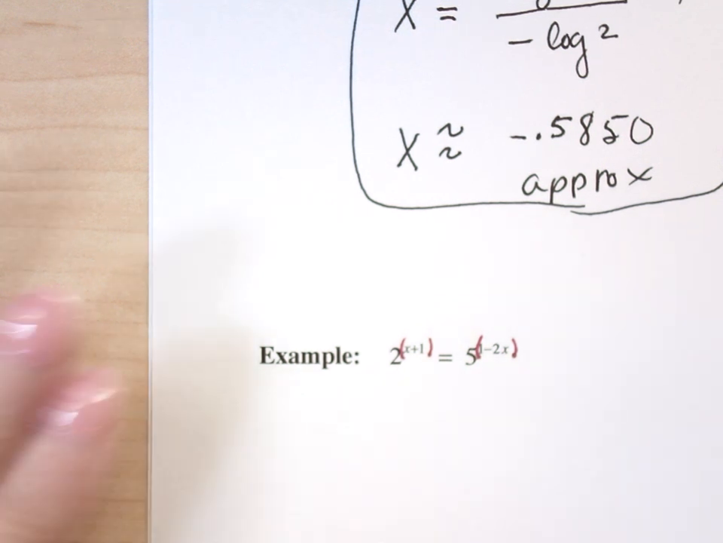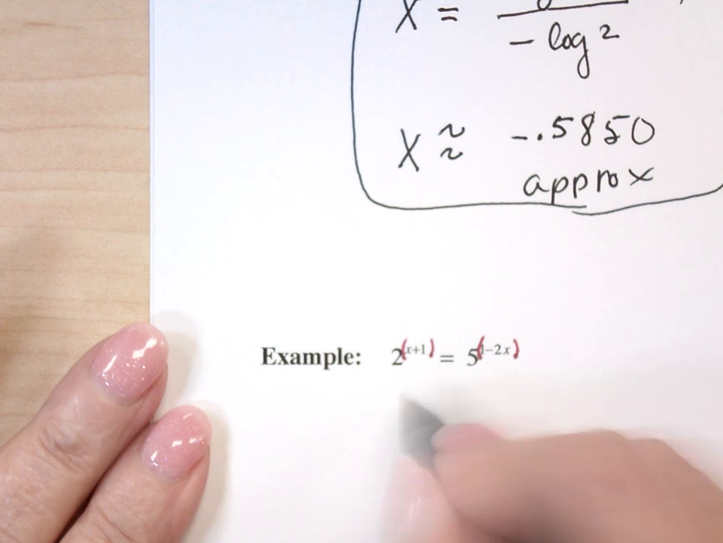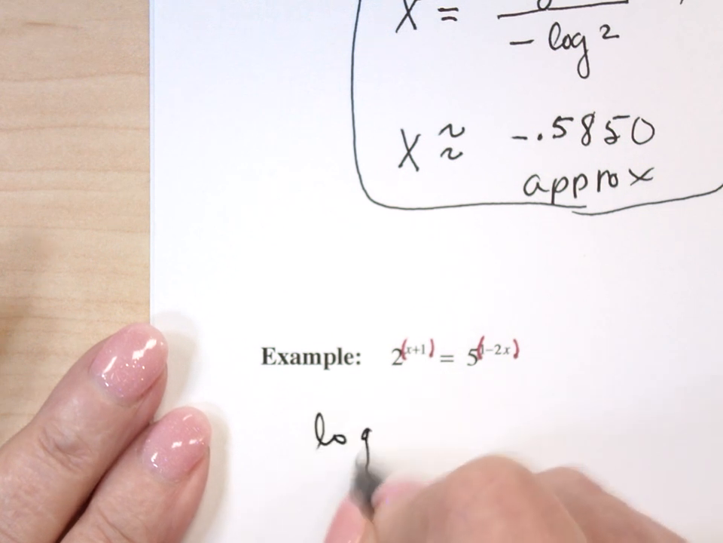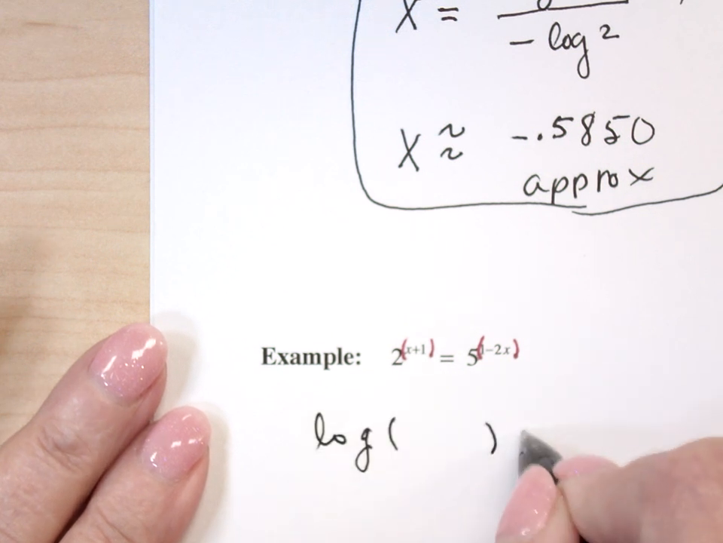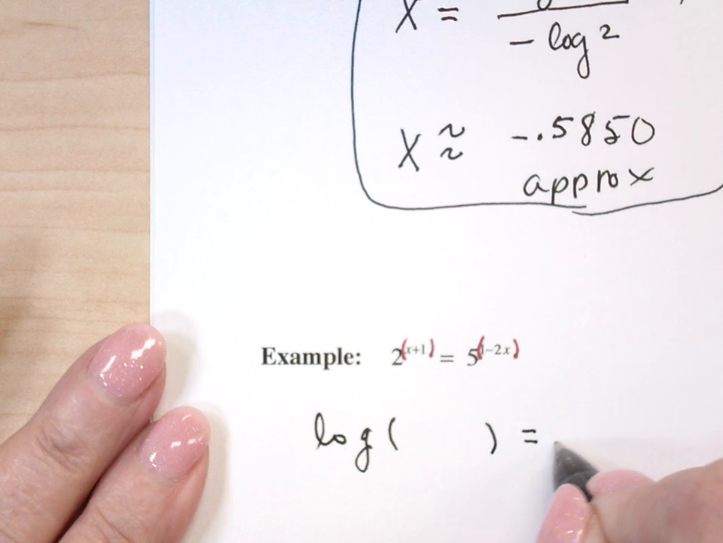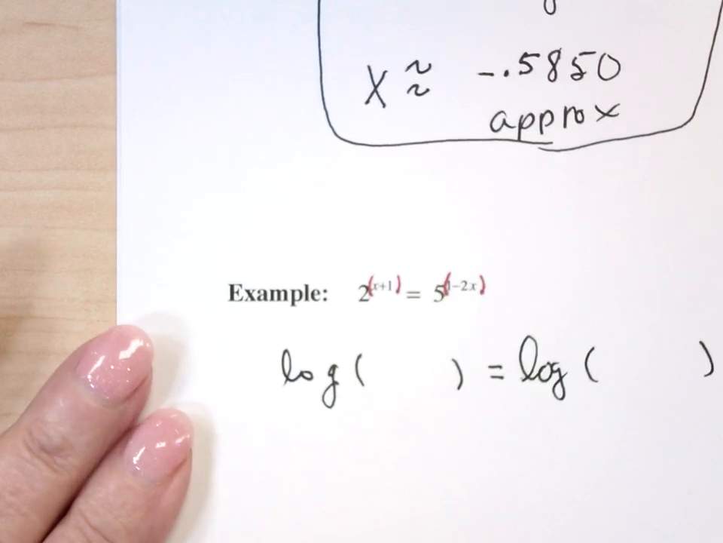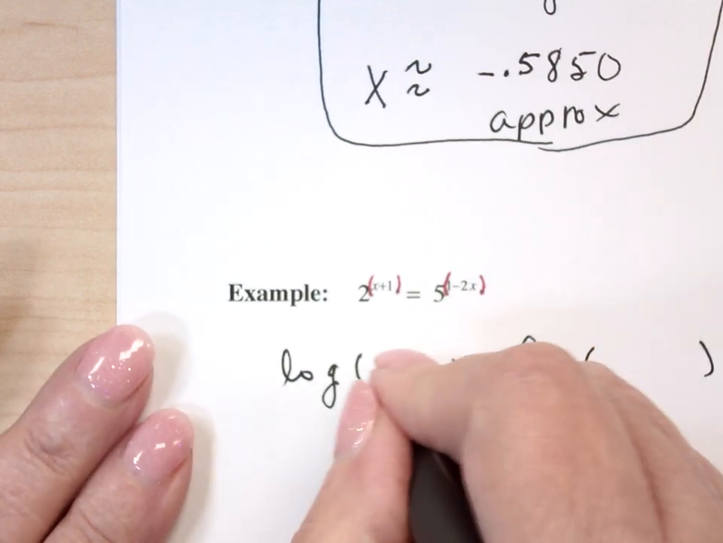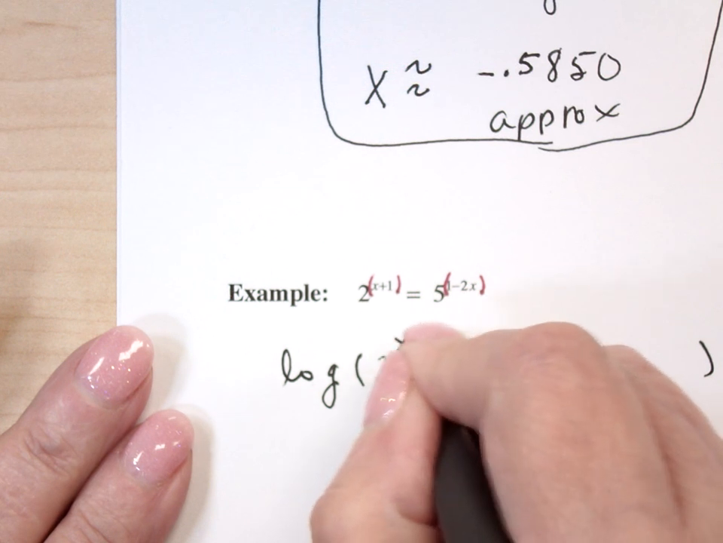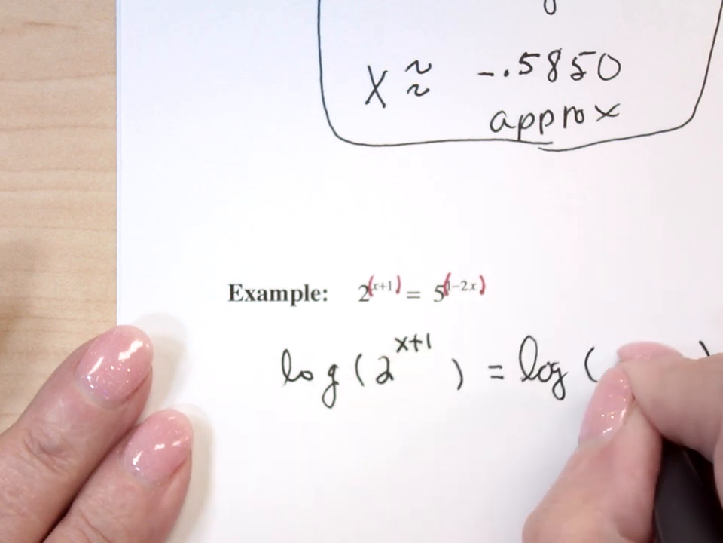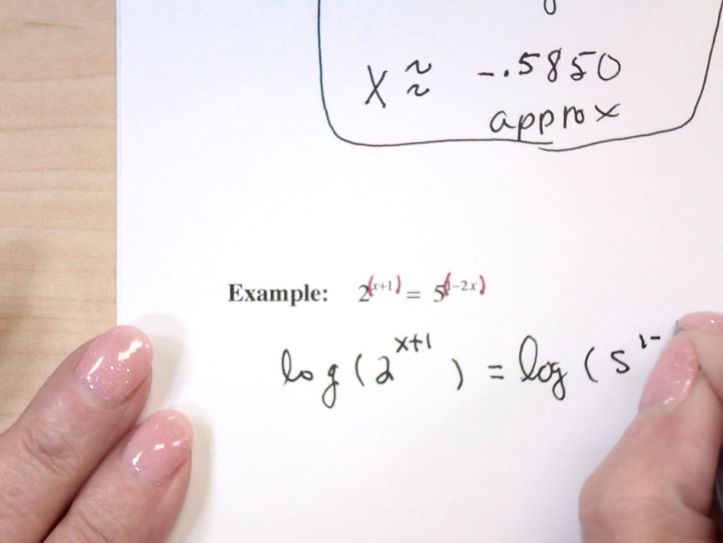Because here's what happens. Those two things are equal, so that means the log of those two things also must be equal. And we're taking the log of 2 to the x plus 1 and 5 to the 1 minus 2x.